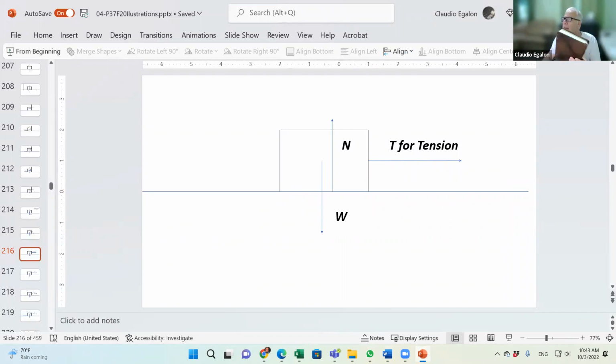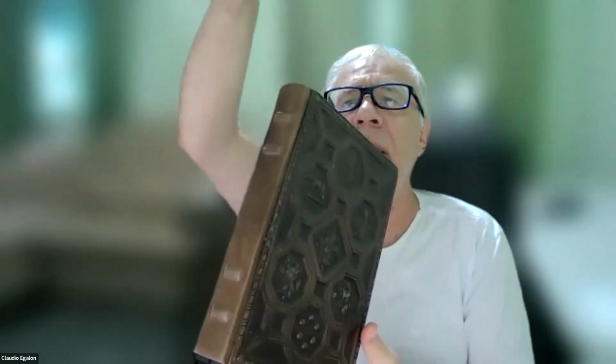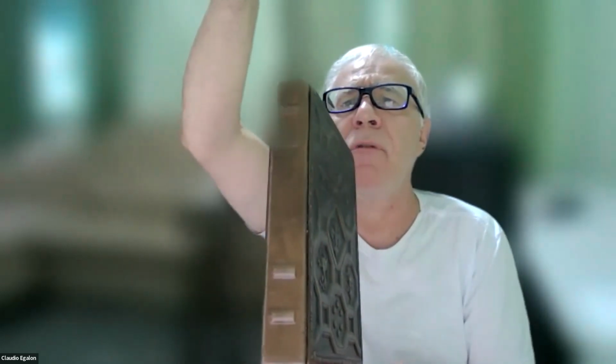Let me stop sharing momentarily. I have a string right here attached to my book. Hopefully it's not going to break. Okay. So this string here is applying a force to the book. We call this force the tension, right? And we abbreviate it by the letter T.